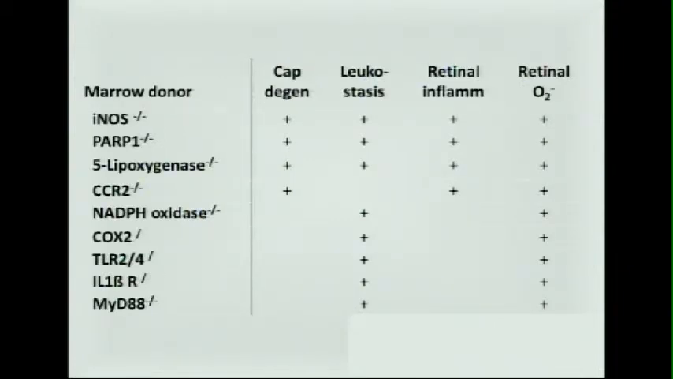We've done these kinds of chimeras with lots of other proteins, all related to inflammation or oxidative stress, and again are having very profound effects on the retina. The retina looks like it may be responding to a trauma caused by the white blood cell. Whether it's a physical trauma or a chemical trauma, we don't really know right now.